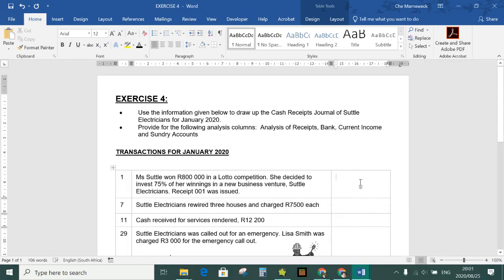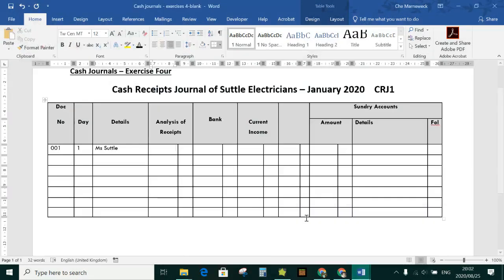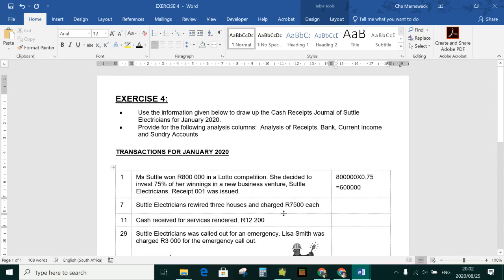So we're going to do a little calculation. If we just do it on the side, we're going to work out 800,000 times 75%, so 0.75, or times 75 divided by 100, and that will give us, on your calculator you can work it out, 600,000. That's how much has gone into the business. So we're going to record 600,000. Have a look. Do we receive any more money on day 1?